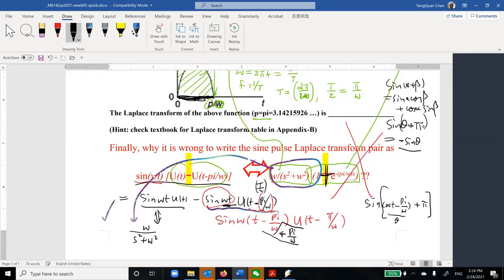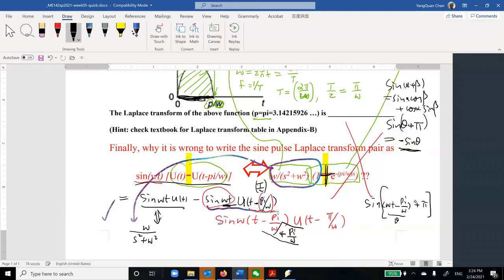The sine theta cosine pi is this one. Cosine pi is minus 1. Cosine theta sine pi is 0. So if you say you don't know sine pi is 0, then I cannot help. Okay, so this is a minus.